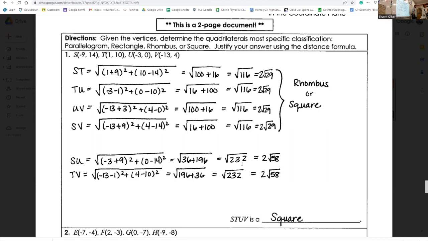Draw quadrilaterals in the coordinate plane? Square. Quadrilateral in the coordinate plane. What's that? Oh, the difference between rhombus and square.